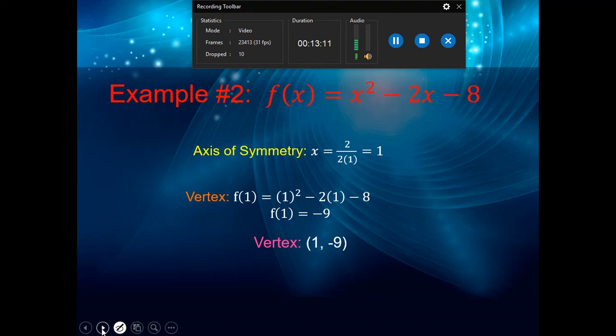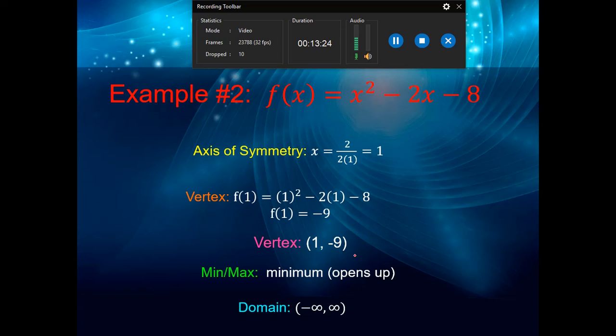The domain. Do we have a minimum or a maximum on this graph? Well, because it opens up, we're going to have a minimum. And the domain runs from negative infinity to positive infinity. In fact, for most parabolas, the domain will always be the same.